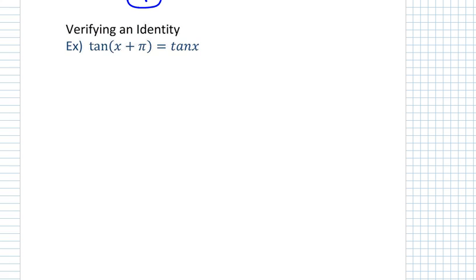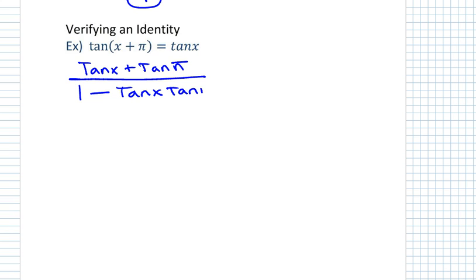The next part, using these to verify an identity. Well, here it says tangent of x plus pi. So remember, you go tangent x plus tangent pi over 1 minus, because remember the sign is different, tangent x times tangent pi.